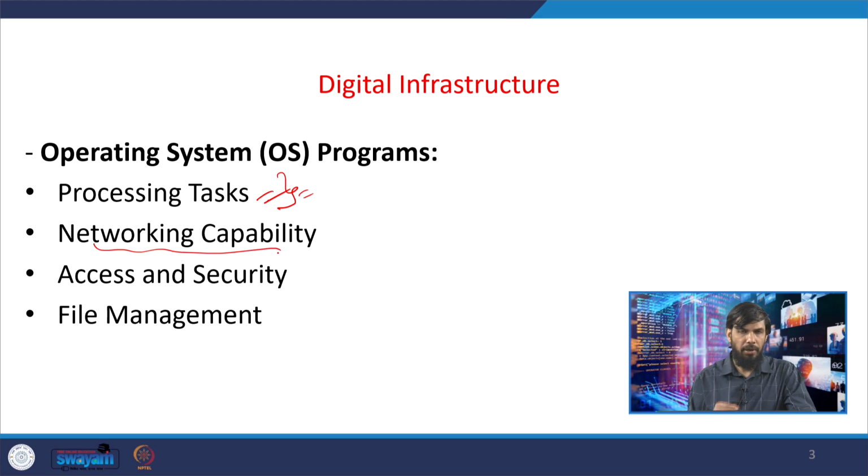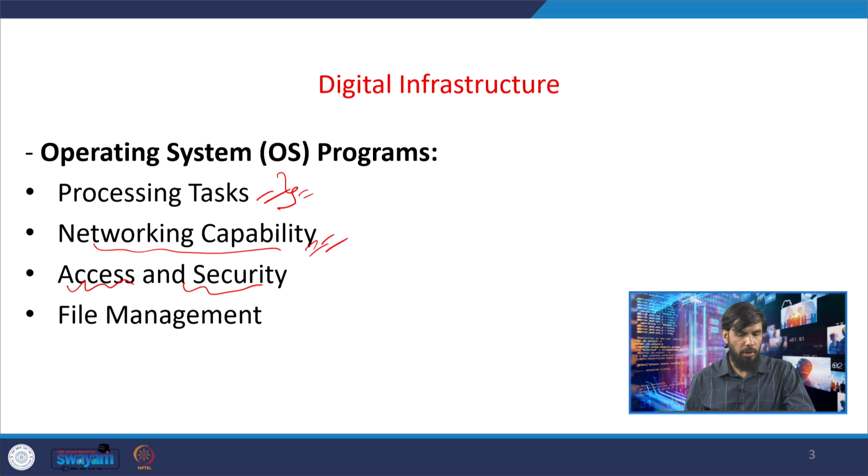Then networking capability. We talked about the internet and that computers might connect to other computers via a network. So, that networking capability facilitates the interaction between one computer and another computer via network. That networking capability is also supported by the operating system. To be able to access a file sitting in a different computer, that computer should provide access to those files via the network also. That means network capability, that support from the operating system, is also needed. Then access and security.